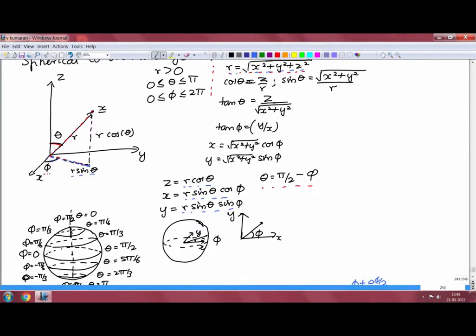So, r is always positive because it is a distance. Theta varies between 0 and pi and phi varies between 0 and 2 pi.